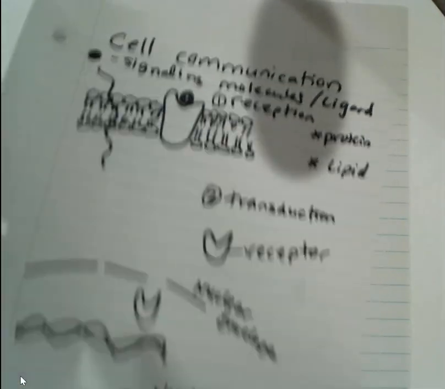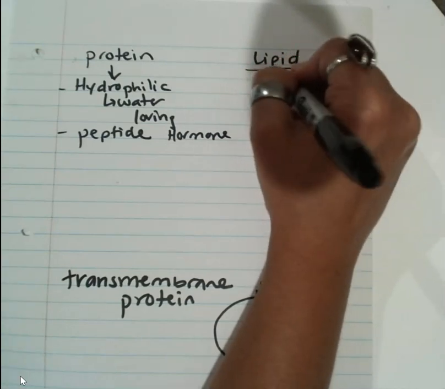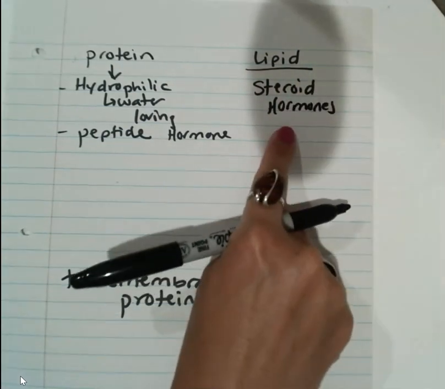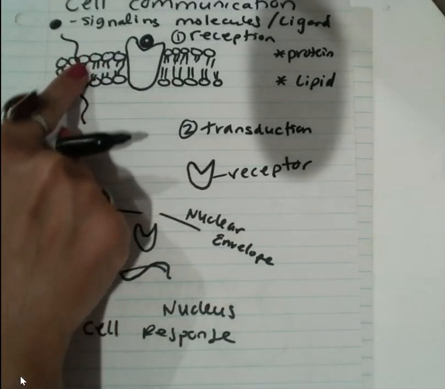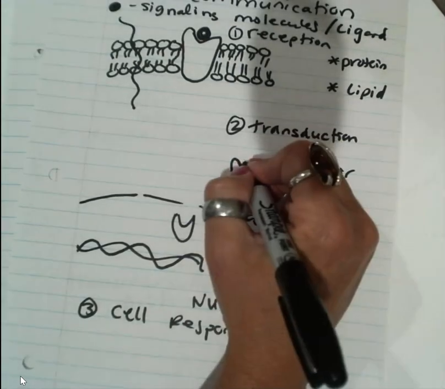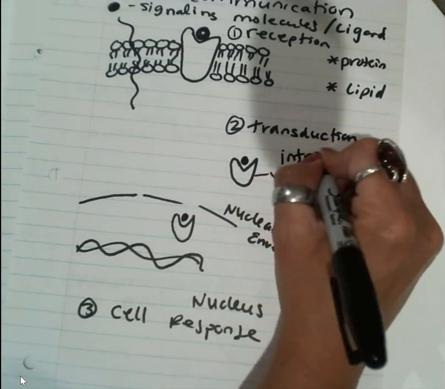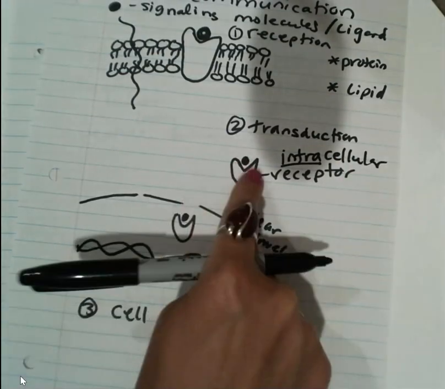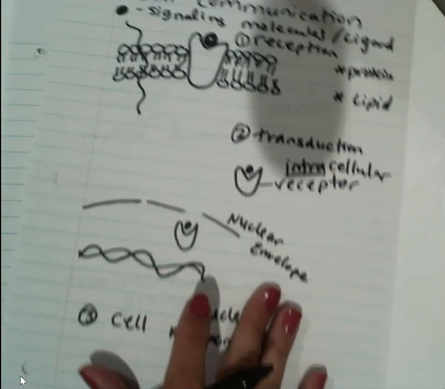So, the second type of ligand are your lipid-based ligands. And oftentimes, these are going to be your steroid hormones. Now, a lipid can diffuse through the lipid bilayer, and a lipid or steroid-based hormone will have an intracellular protein receptor. Intra means inside. The intracellular protein receptor receives that ligand or that message to bring about a cell response.